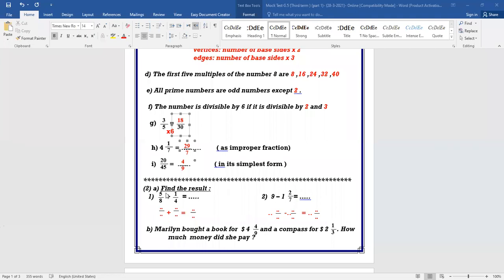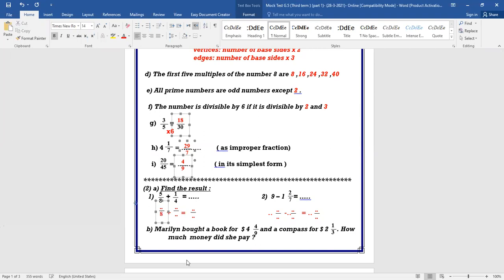Number 1. 5 out of 8 plus 1 out of 4. 8 is divisible by 4.